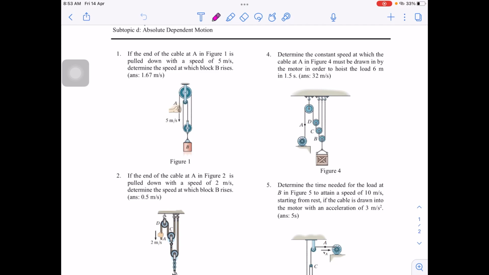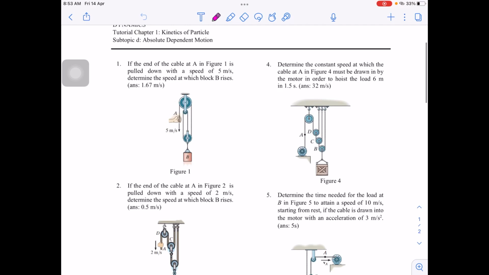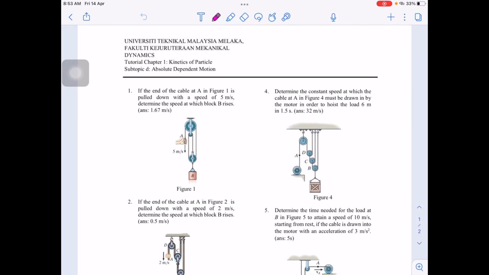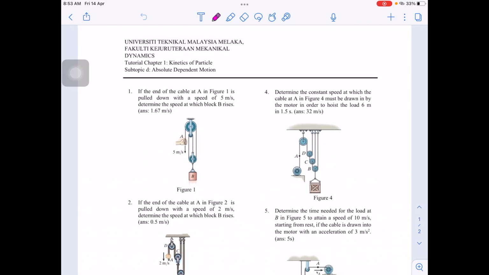Okay, we continue tutorial 1D. So question number 1. This is absolute dependent motion, pulley system. A question like this will come in one of the questions in your test, but we combine it with chapter 2 later.